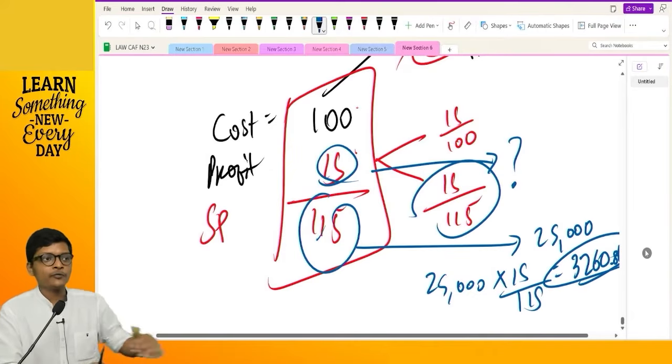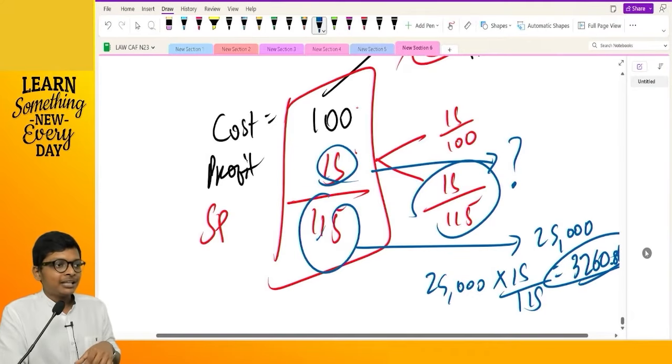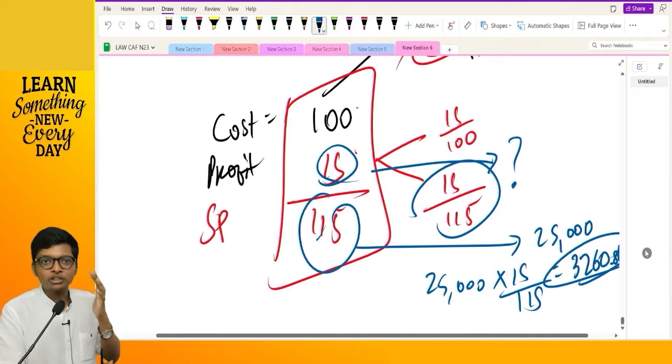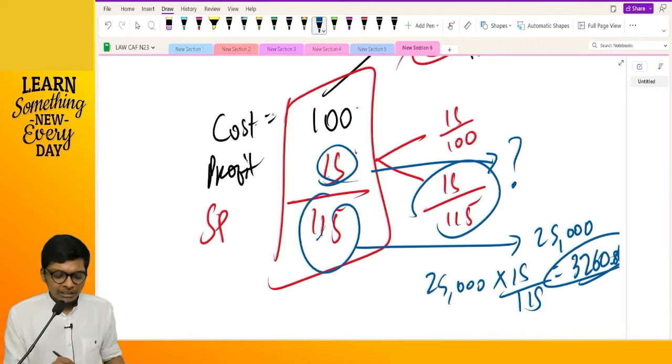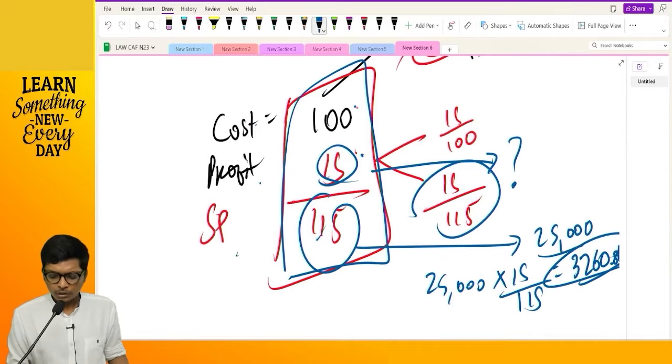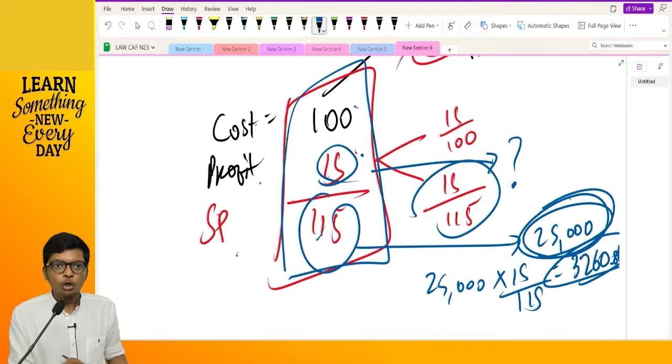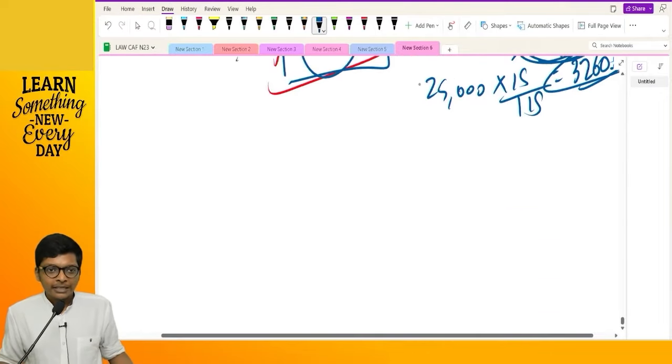3. This is my profit. Are you following, guys? Are you understanding how we are doing it now? No need shortcut. This is the new shortcut. Cost is 100. Profit 15. So selling price. Now that I know the full equation, whatever selling price is, do cross multiplication. Correct? Let me give another example.